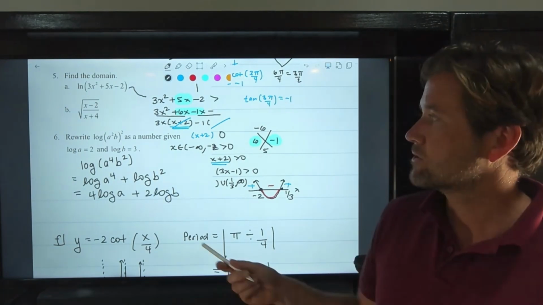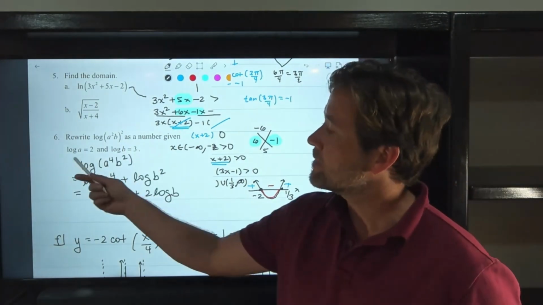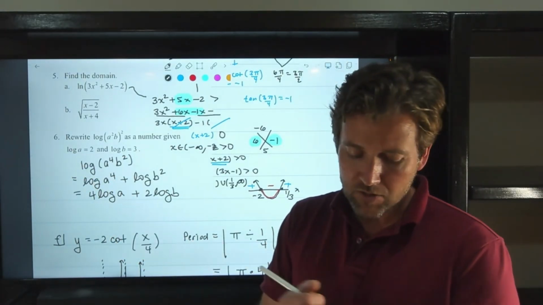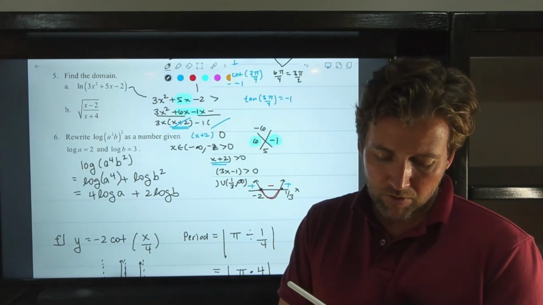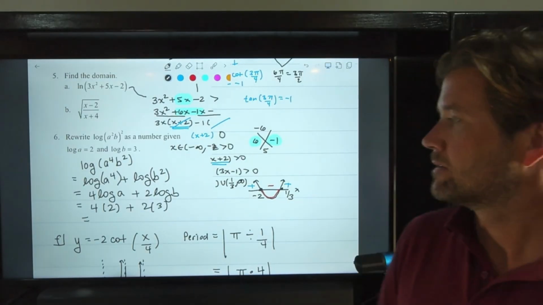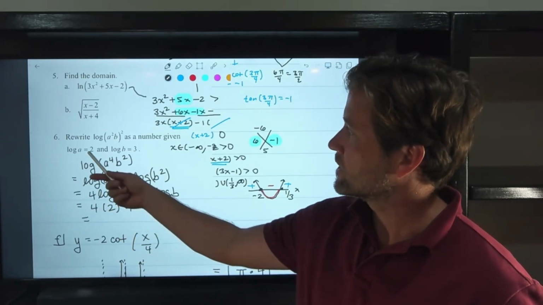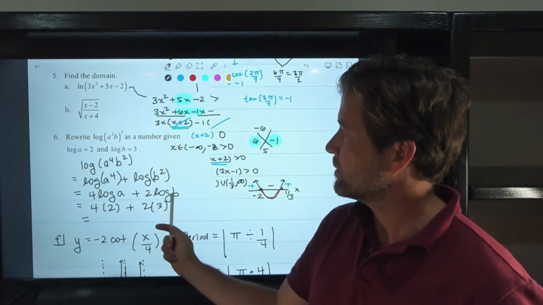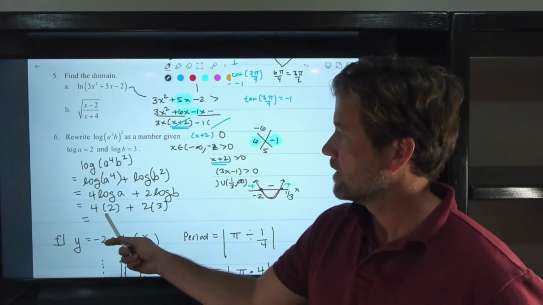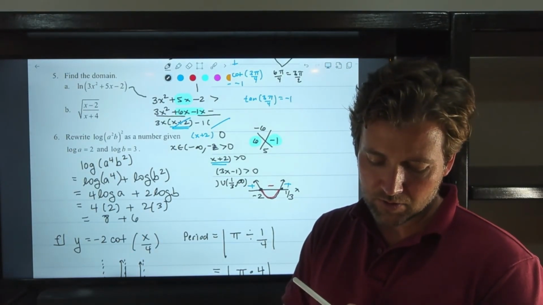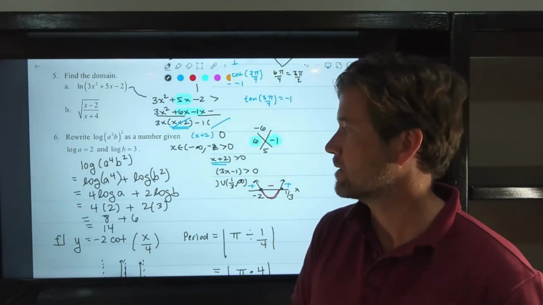And the directions are saying rewrite this as a number given that log of a equals 2. So see, I don't have log of a right here. This is actually log of a to the 4th. And this is log of b squared. All right, so I replaced log of a with what it's equal to, 2, and log of b with what it's equal to, which is 3. 4 times 2 is 8. 2 times 3 is 6. So 8 plus 6 is 14.